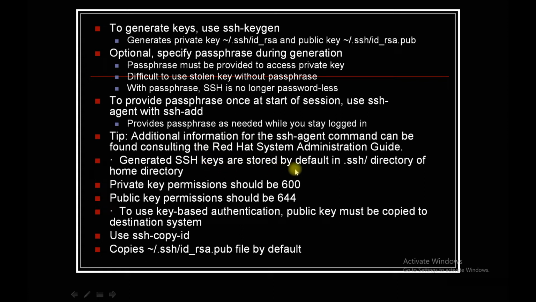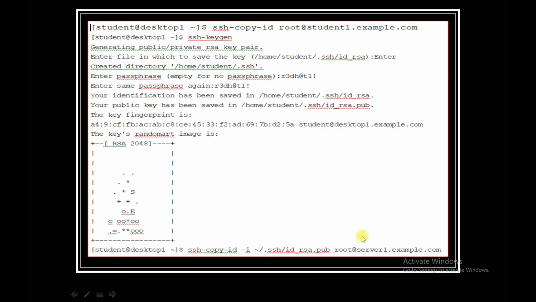Generated SSH keys are stored by default in the .ssh directory. Every user has this directory. Initially it won't be there, but whenever you run the command ssh-keygen, by default it will create the public key and private key. The private key gets 0600 permissions, because we don't allow group and others to read it, and the public key permission is 644. The public key must be copied to the destination server using ssh-copy-id, which copies the public key by default.